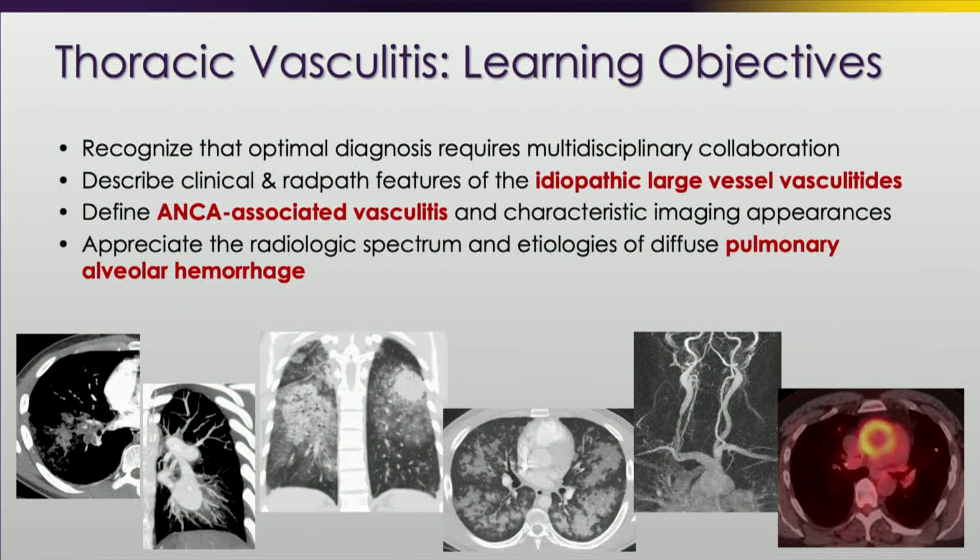I will just emphasize that thoracic vasculitis, in fact, all vasculitides are very much a multidisciplinary diagnosis, including clinical history, seromarkers, tissue analysis, and so forth, as well as our imaging findings, which are mostly supportive. I'm going to describe the idiopathic large vessel vasculitides in detail, as well as the ANCA-associated vasculitides, because these are things we encounter a little less commonly, and I just want to give you a framework as well as sort of an illustrative reminder of these entities, and we'll also talk about the spectrum of diffuse alveolar hemorrhage.